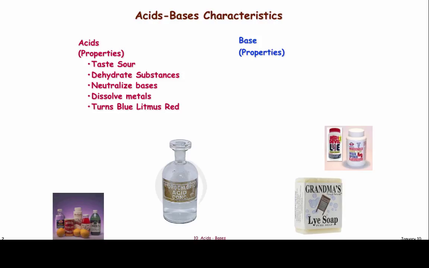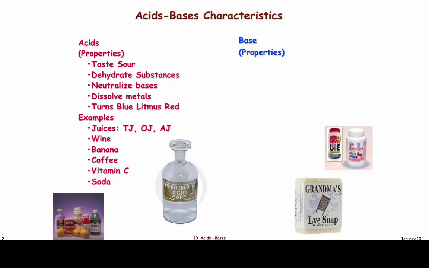Acids are generally chemicals that taste sour. They dehydrate substances. Dehydrate basically means removes water. They neutralize bases, dissolve metal, and turn blue litmus paper red. Litmus paper is an acid-base indicator. They come either in red or blue color. If you have blue litmus paper and you expose it to acid, the blue litmus paper will turn red.